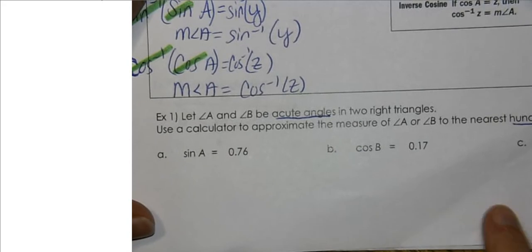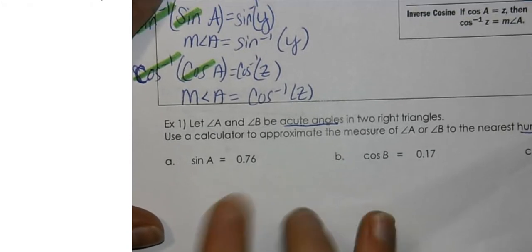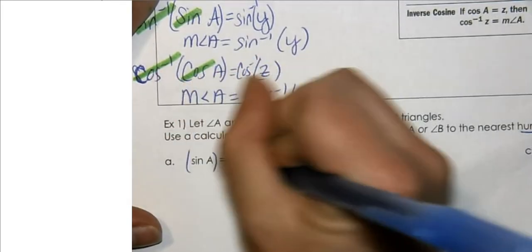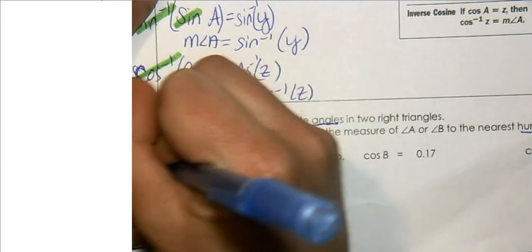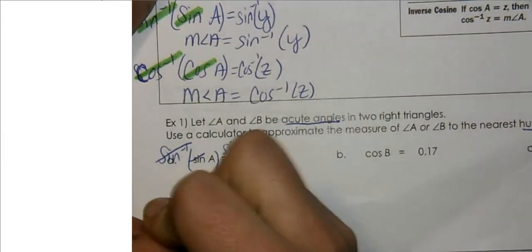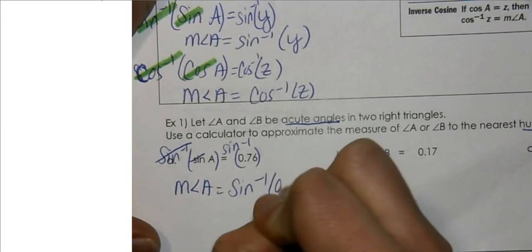So we have here the sine of angle A is equal to 0.76. If you want to show on both sides that you're taking the sine inverse, you're welcome to do that. If you don't want to and you want to just go straight to writing the measure of angle A is equal to the sine inverse of 0.76, you can do that.